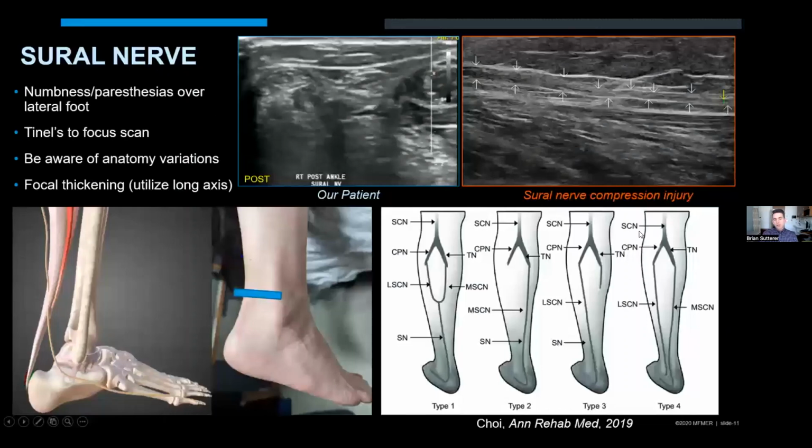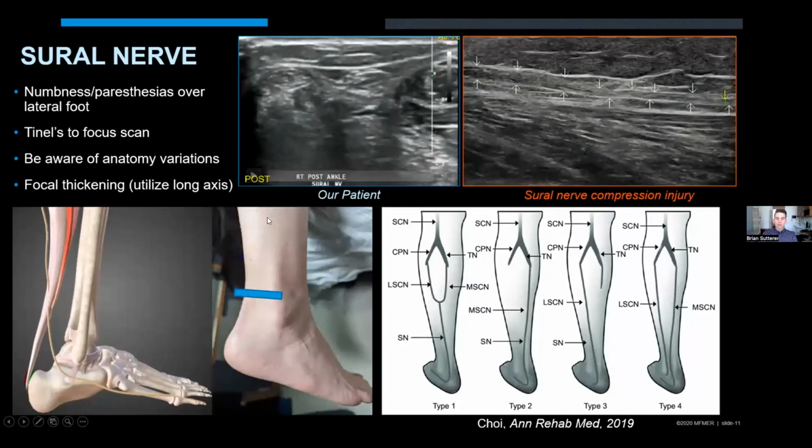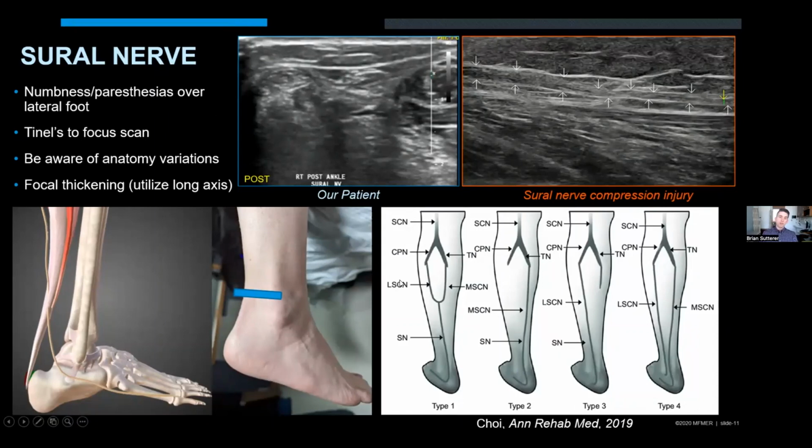Next up is the sural nerve. I think the importance of really focusing on this structure if somebody has a lot of numbness or paresthesias over the lateral foot. Your Tinels can be helpful in terms of focusing really where you want to pay attention to the nerve on your scan, because of course there can be a lot of variations in the anatomy.